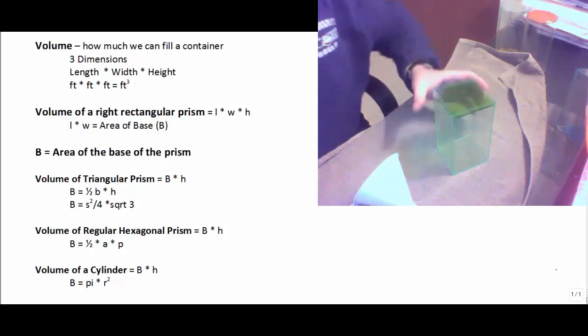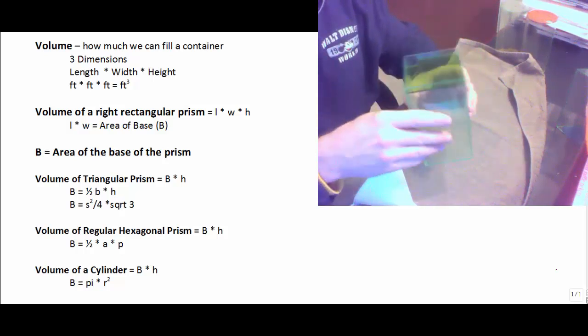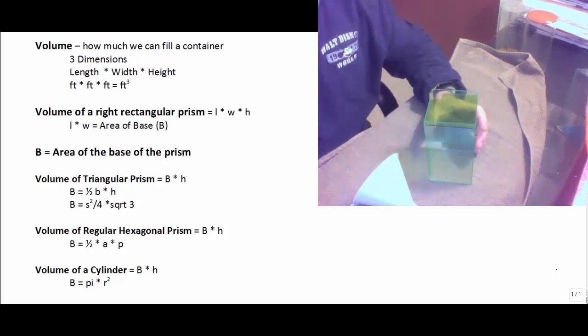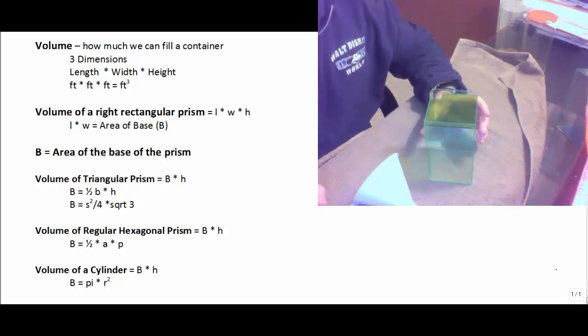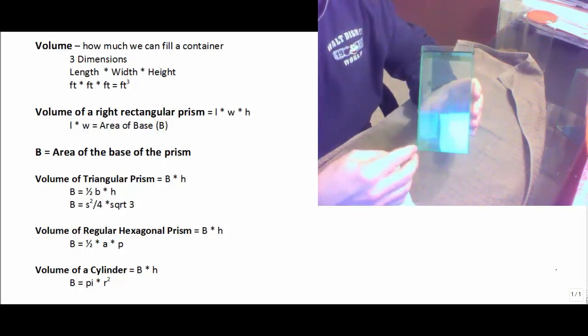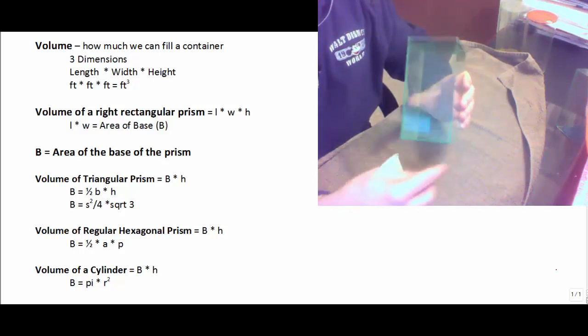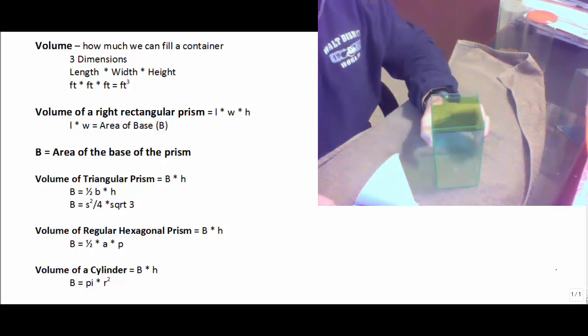And volume is how much of a solid or liquid we can fill in a particular container. Volume is three dimensions. It's not only length and width, but it's height. Okay? And that's why volume will always be in cubic units, because it's three dimensions. Now, instead of just the length times the width, we have included the height. So if we have feet, feet, and feet, well, feet times feet times feet is feet cubed.